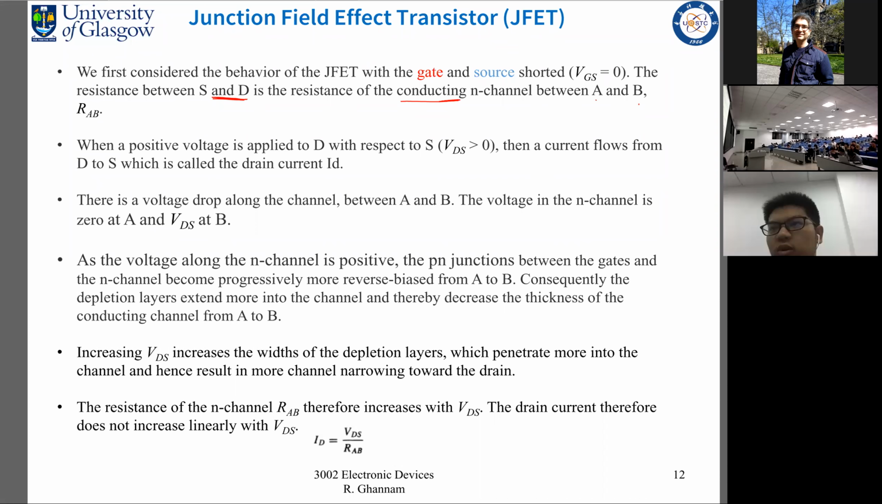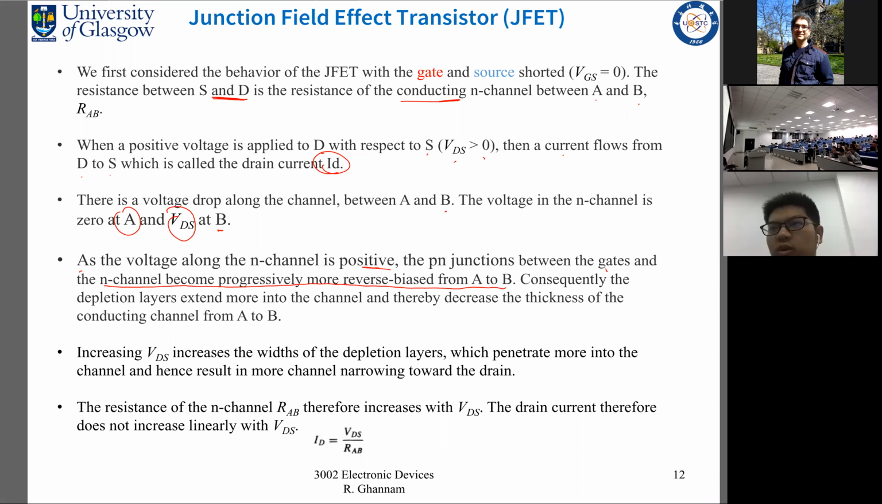When a positive voltage is applied to D with respect to S, so VDS is greater than 0, we start to have a current flowing between the drain and the source, which is equal to the drain current ID. There is a voltage drop along the channel between points A and B. The voltage in the channel is 0 at A, and it is VDS at B. So because of the fact that there is this potential difference between points A and B, we are reverse biasing one of the regions. So as the voltage along the channel is positive, the PN junctions between the gates and the N channel become more reverse biased from A to B.